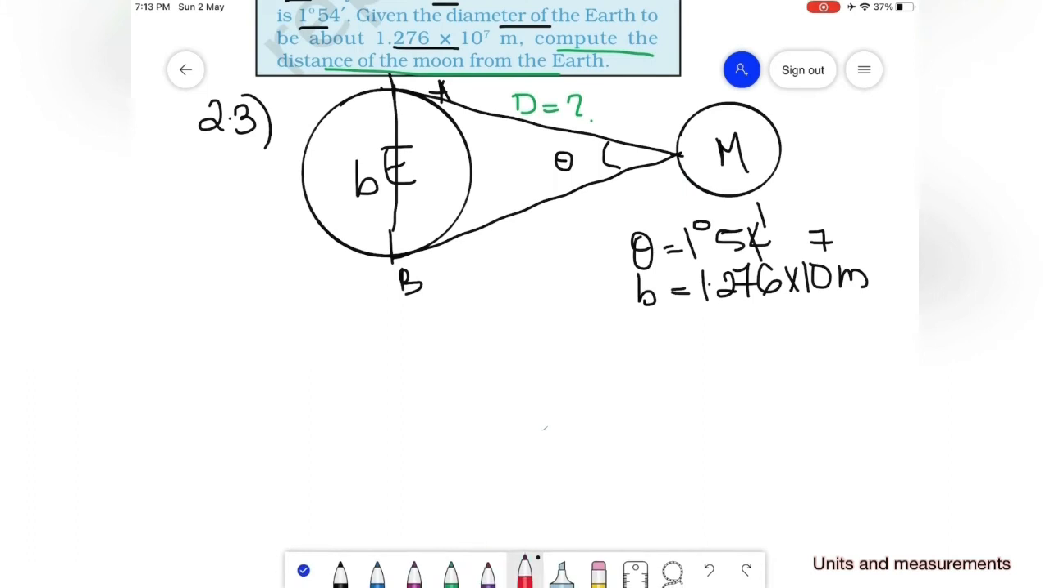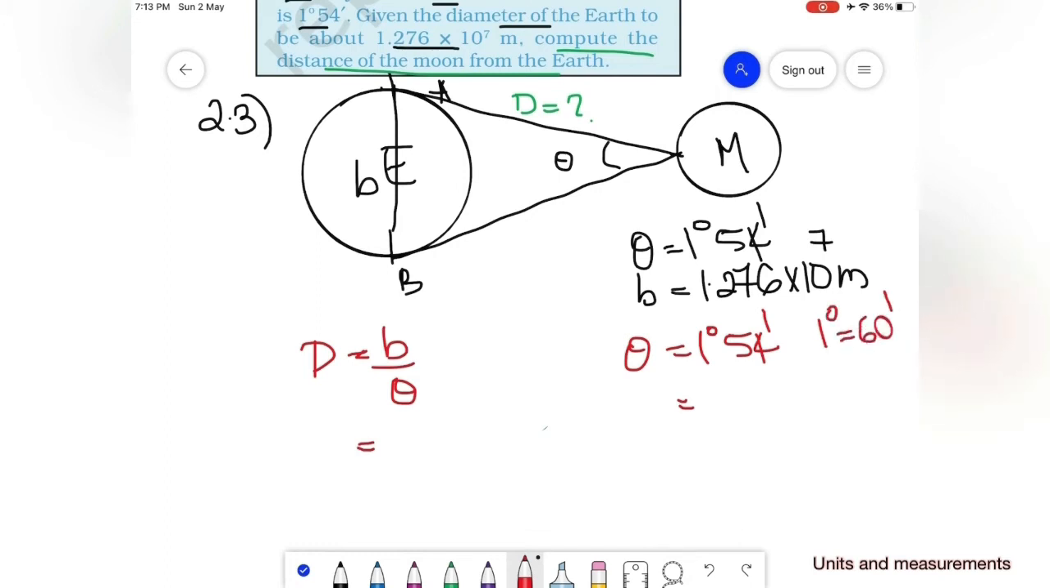So we have got theta, we've got B. The only question here is what is D? So using this formula, find the answer. Now theta is given as 1 degree 54 minutes. We want both of them to be either in degrees or in minutes. We know that 1 degree is equal to 60 minutes. We solved this in example 2.1. So we can write 60 plus 54 is 114 minutes. So theta is equal to 114 minutes.